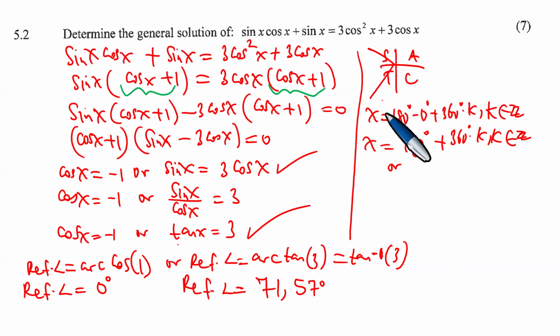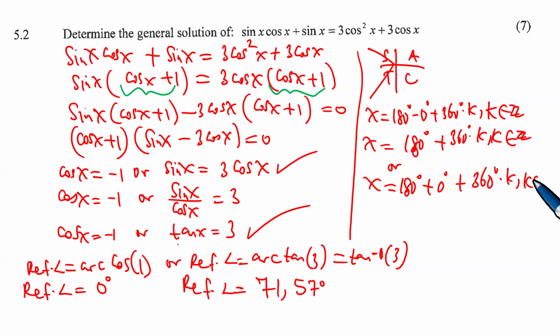All right. Or we can also find another angle in the third quadrant, but it's the same because the reference angle is zero. So you'd have 180 degrees plus 0 degrees. Obviously, we're adding 360 by k because the period is 360 for the cosine. And therefore, 180 degrees plus 0 degrees gives us 180 degrees plus 360 degrees by k, k in Z.